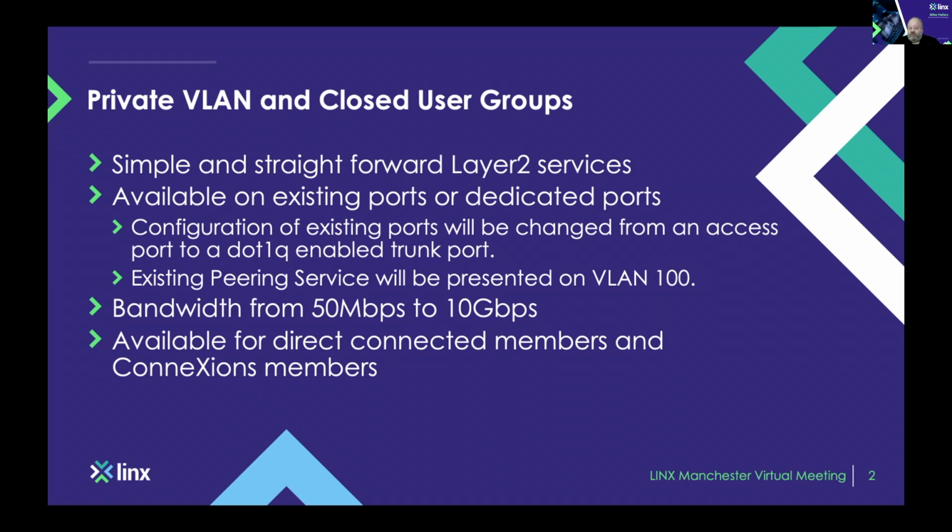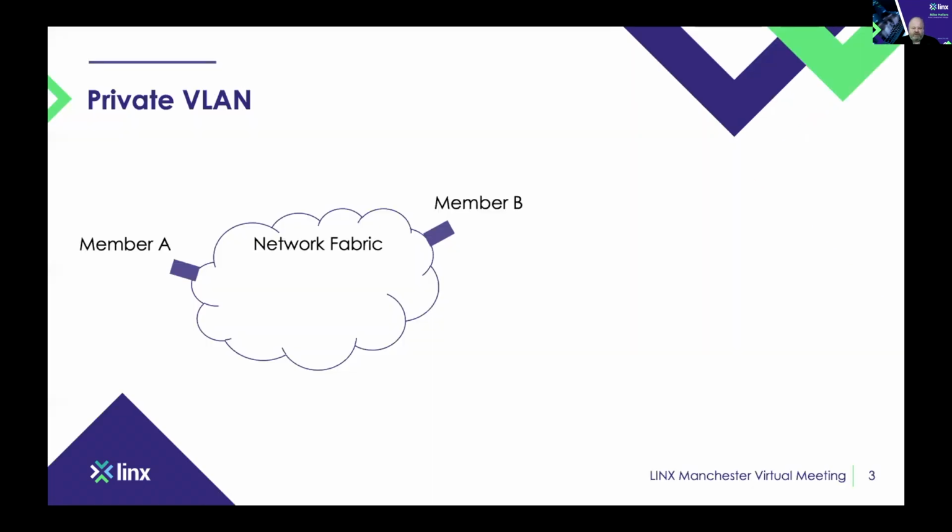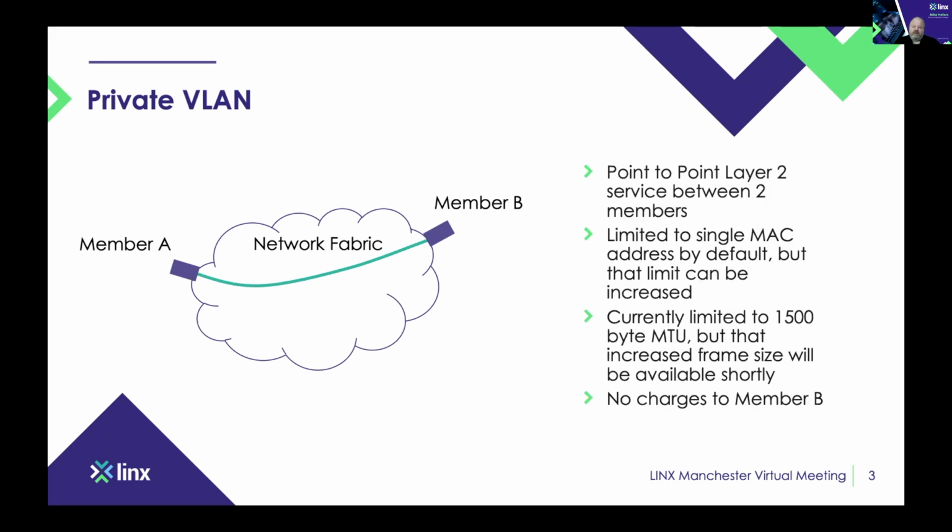You can have them at any bandwidth between 50 meg and 10 gig. And they're available both for people who are directly connected, or you can order them if you're connected through one of the connection partners. As I mentioned, they're very simple. Private VLAN is just a straightforward point-to-point link between two different members connected to the same fabric, at the moment LAN 1, and will just provide a very simple service in between.